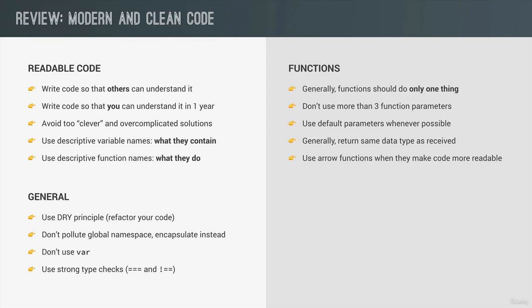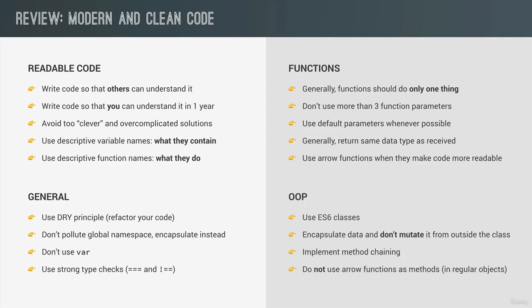And now, after functions, our next topic is object-oriented programming. And in my opinion, in order to implement OOP in JavaScript, you should now use ES6 classes. And so that's also what I did after our OOP section, right? Now, when designing your classes, make sure that you encapsulate any data that shouldn't be accessible from the outside so that you don't mutate that data from outside the class.